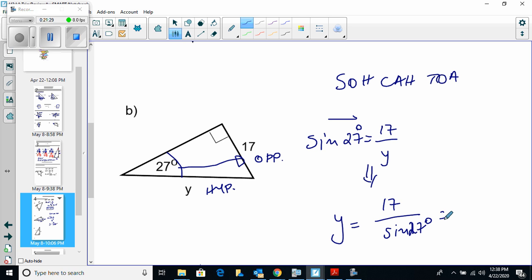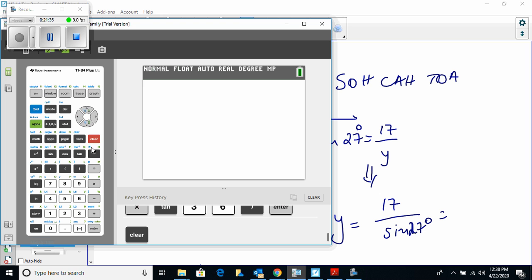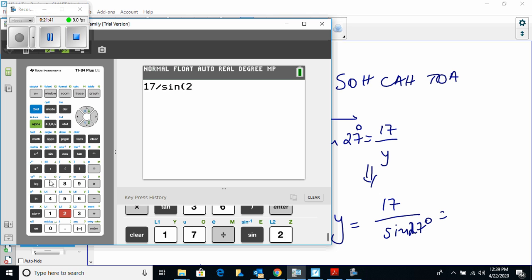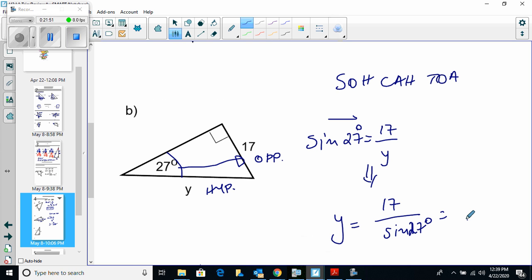And then we reach to our calculator, and let's clear this so that you can see. 17 divided by sine 27. Enter. And it is 37.4. So 37.4 units, whatever the units are.